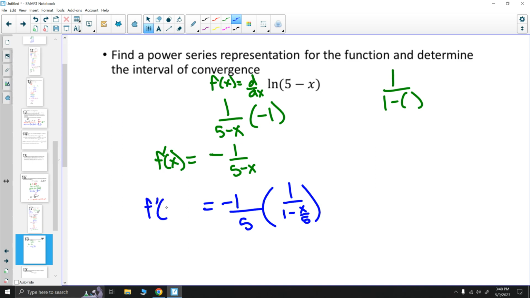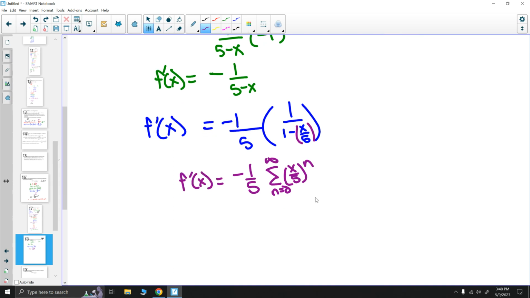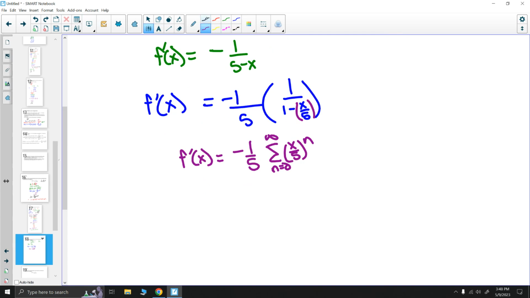So this is what our f prime of x is equal to. That tells us that we are in the right form we need. It's negative 1/5 times the sum n equals 0 to infinity of x over 5 to the n. So we can clean this up a little bit.